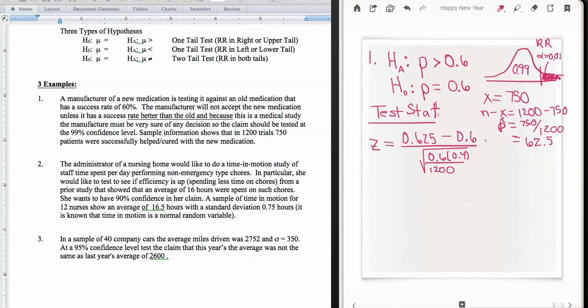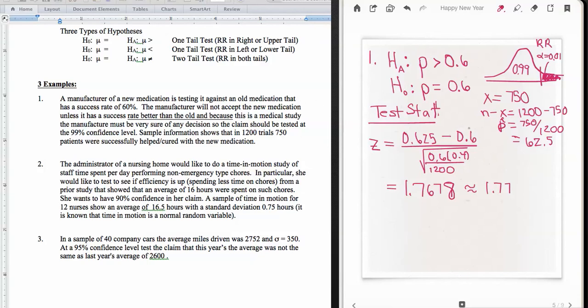And I get a test statistic value here of 1.767, actually 1.77 if I'm around there, which, remember, we take these to 2 decimals, so 1.77 is approximately my value.